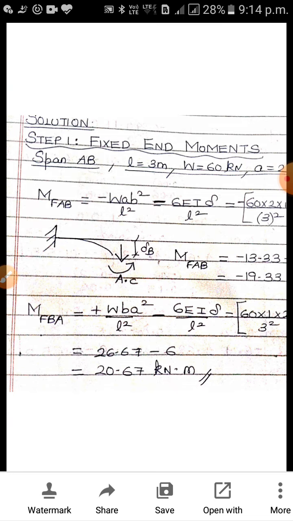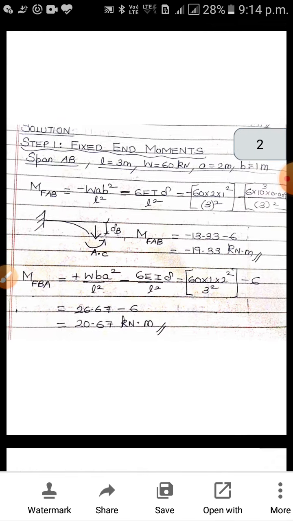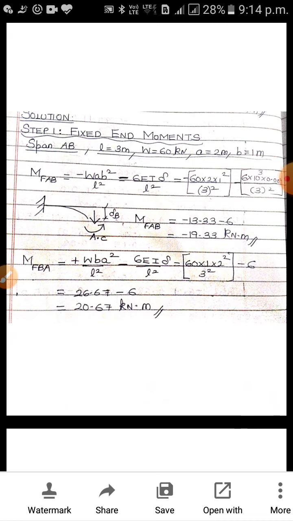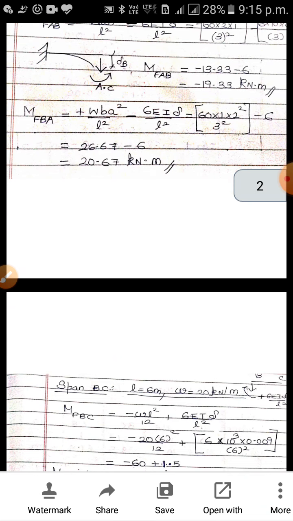For span AB, L equal to 3 meter, W equal to 60 kilonewton, a equal to 2 meter, b equal to 1 meter. See in the diagram it is given. So M of AB equal to minus W a b squared by L square, M of BA equal to plus W b a square by L square. In addition to that, you have to include minus 6EI del by L square. What is it minus? The same thing, because it is anti-clockwise, minus. That you have to include. So include the value of del as 0.009, L as 3, you get the value of M of AB equal to minus 19.33 and M of BA equal to plus 20.67 kilonewton meter.